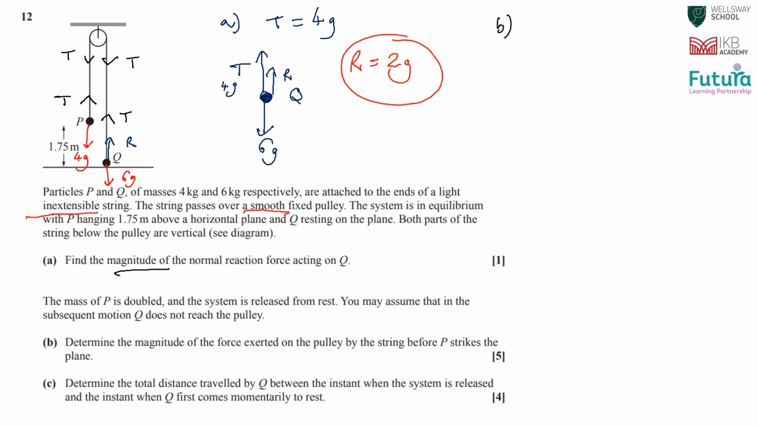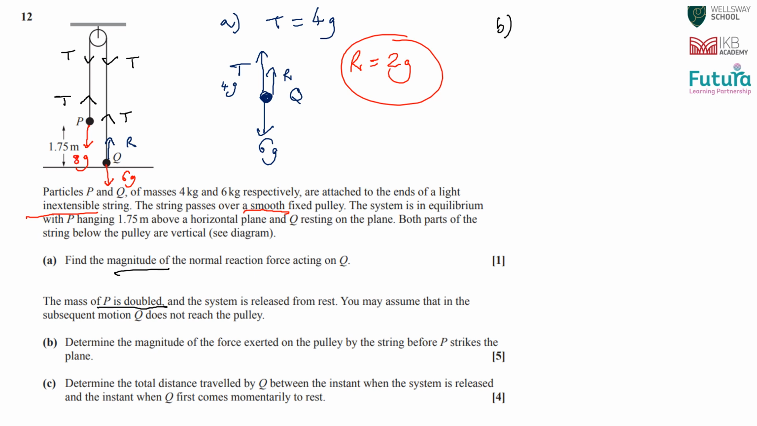Right, after that, part B, just need to read really carefully what's going on here. The mass of P is doubled. So if the mass of P is doubled, P is now going to be 8G. So let me just erase, I'll probably draw a new diagram here. We've got 8G now acting down. And the system is released from rest.